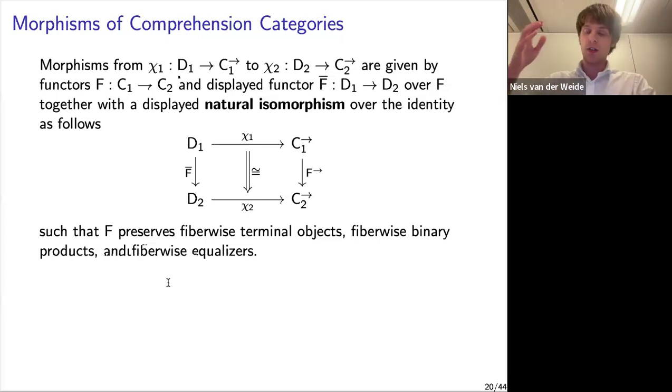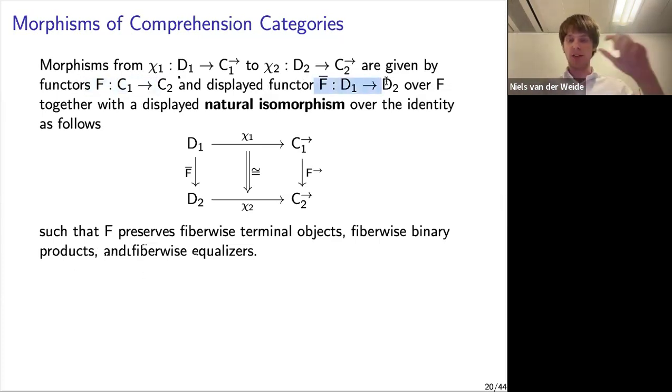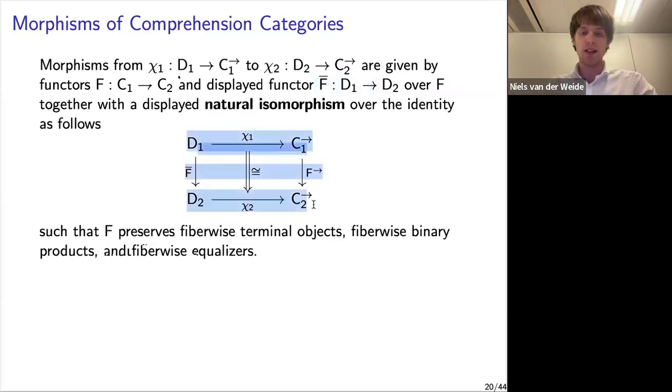Then there's always a question of what the morphisms are. If we look at comprehension categories, we always have these triangles of C, D, and the arrow. So what are going to be the morphisms? Well, first we need a functor from C1 to C2, so a functor on the level of contexts. Then we need a functor over this functor, which is on the level of types. So that is a functor f and a displayed functor f bar. And then we need to say how it interacts with context extension. Well, we say that it preserves context extension up to isomorphism.